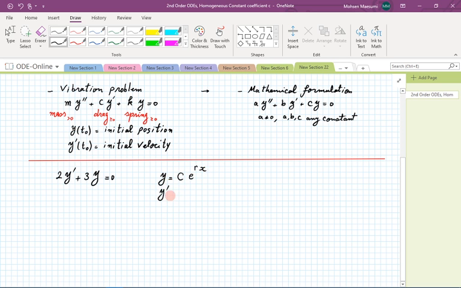Well, y prime, the derivative of this, c being a constant, will be simply c r e^(rx). If I take these two and plug them back into my equation, given that this is supposed to be the solution, 2y prime will be 2c r e^(rx), and 3y will be 3c e^(rx). Well, I can factor c e^(rx) from this, and I will be left with 2r plus 3.